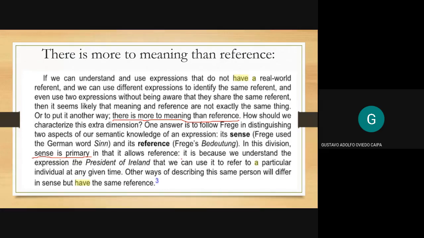Continuing here, it is because we understand the expression the President of Ireland, or let's say it's Santa Claus, that we can use it to refer to a particular individual at any given time. Other ways of describing this same person will differ in sense but have the same reference.